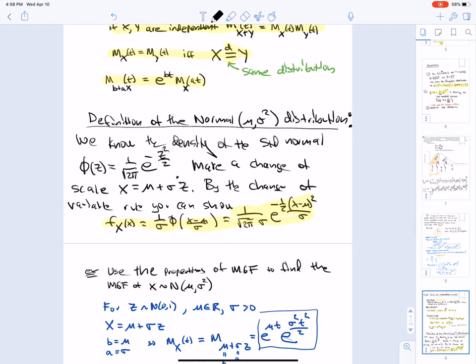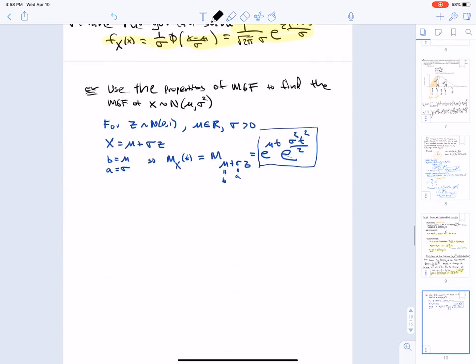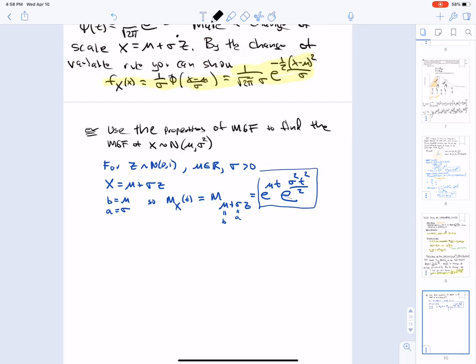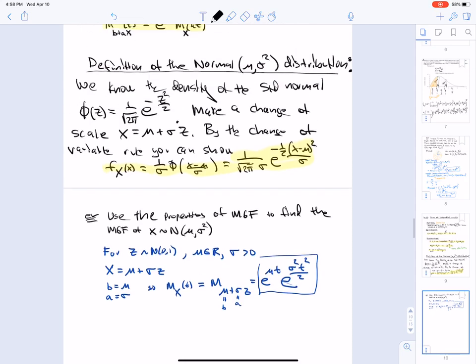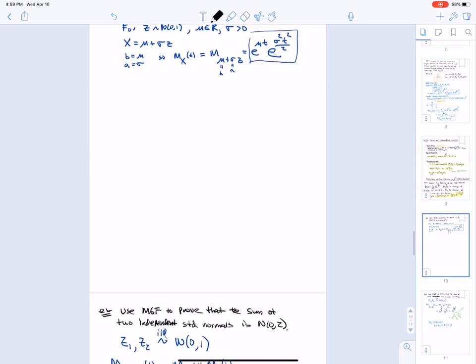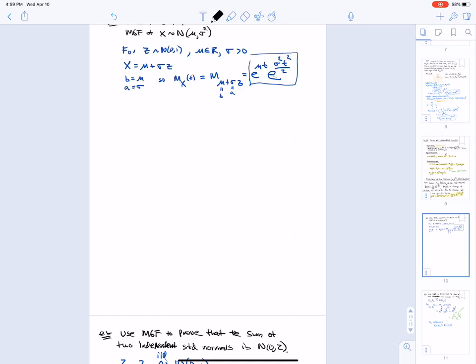So I defined what a normal random variable is. We just basically make a change of scale of the standard normal. We know the density of the standard normal, so by the change of variable rule, you get the density for the normal, and you can find the MGF of the normal, and so you guys did that brilliantly, just using that third property highlighted above. And so we get e to the mu t, e to the sigma squared t squared over 2.